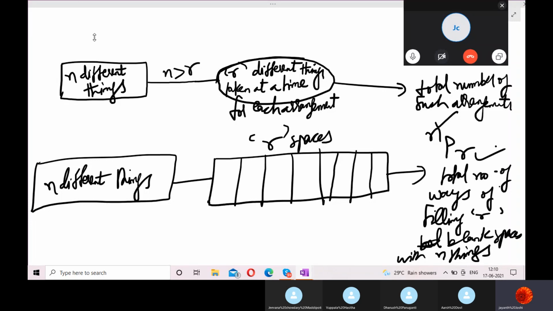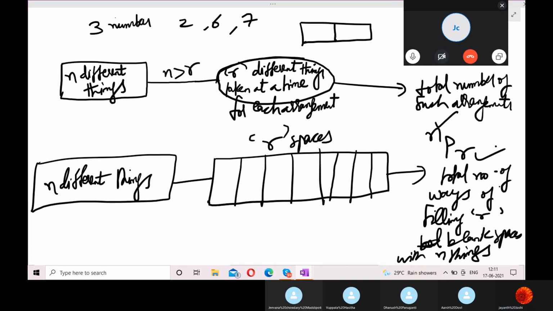So in our example we had n things, that is 3 numbers: 2, 6, 7. And how many digit numbers were we supposed to make? 2-digit numbers. How many spaces did we have? 2 spaces. Correct or wrong? All of you please tell me. So you had n different things and r spaces, here r is 2.